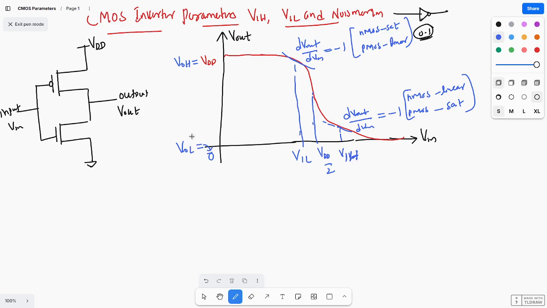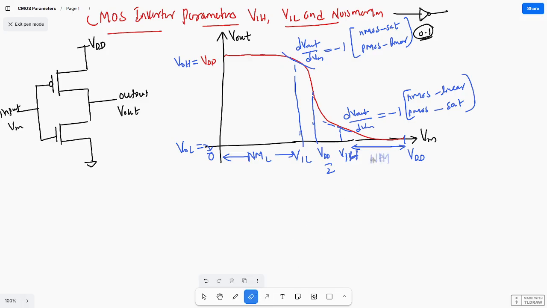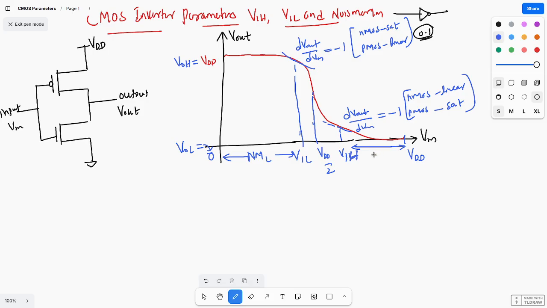Now I'm going to calculate VIL, VIH, and the noise margins. What is noise margin? This is NML, noise margin low, and from this up to VDD, this total length is NMH, noise margin high. So I'm going to calculate VIL, VIH, noise margin low and noise margin high.